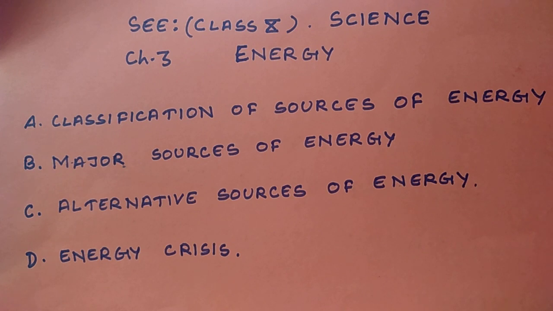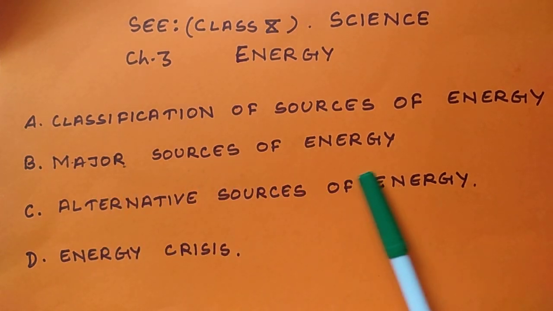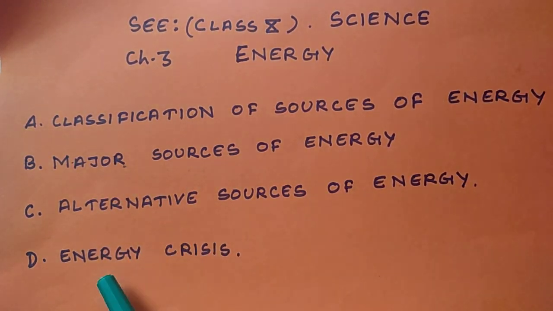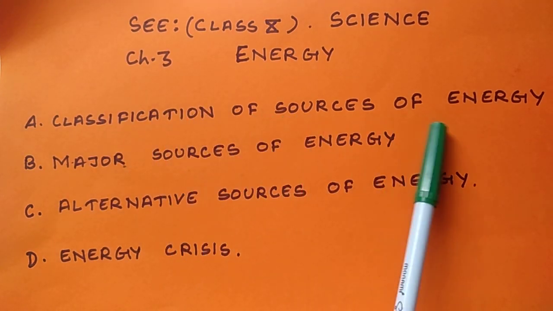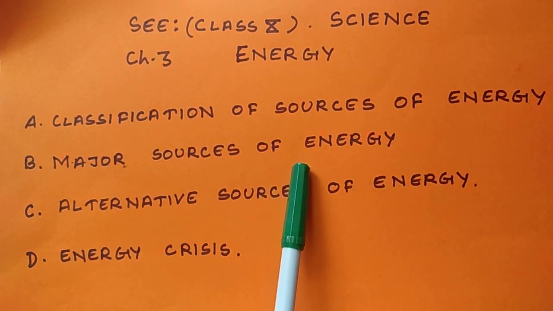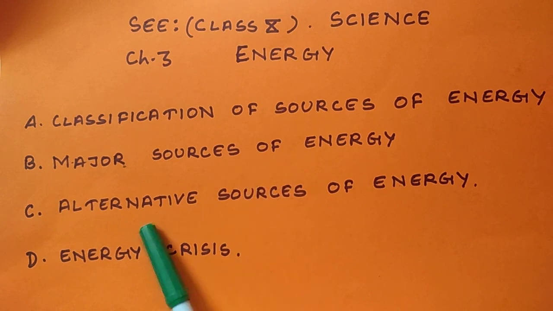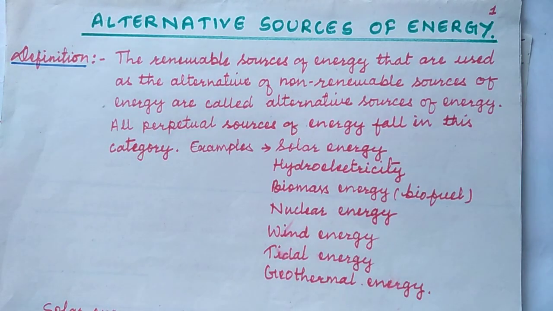The chapter broadly consists of 4 parts: classification of sources of energy, major sources of energy, alternative sources of energy, and energy crisis. We have discussed classification of sources of energy and major sources of energy in previous parts. Now we are going to study alternative sources of energy.